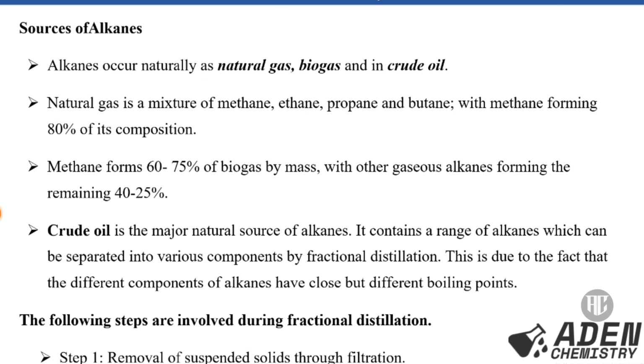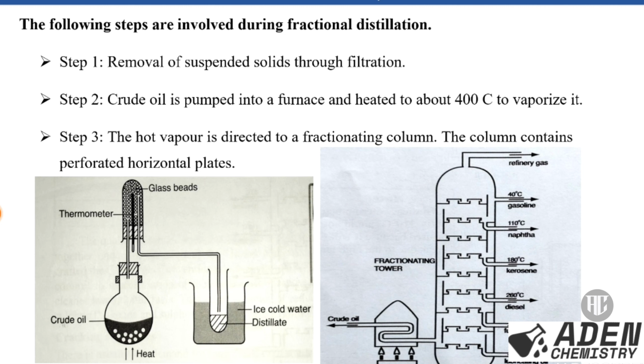So let's go and see next. The following are the steps involved during fractional distillation. The first step is removal of suspended solids through filtration. Number 2, crude oil is pumped into a furnace and heated to about 400 degrees Celsius to vaporize it. Then step 3, the hot vapor is directed to a fractionating column, and the column contains perforated horizontal plates.